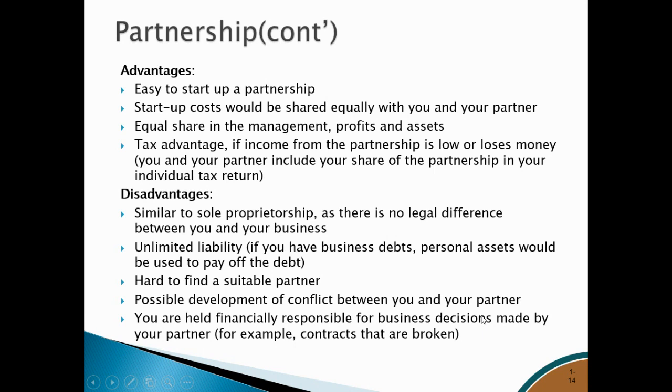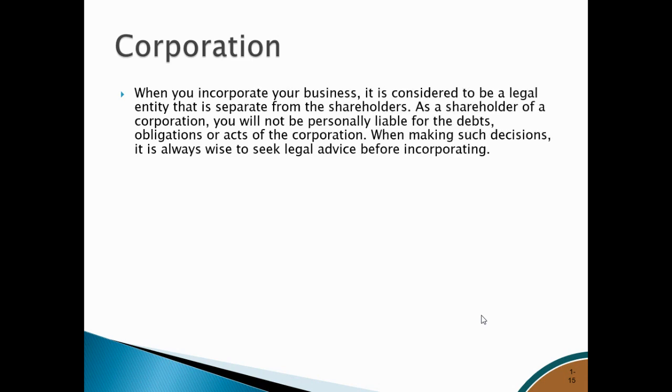All right. With that, we move on to corporation, the next type of entity. For a corporation, once you incorporate your business, the business is considered a different legal entity. All right, it's separate from the shareholders.